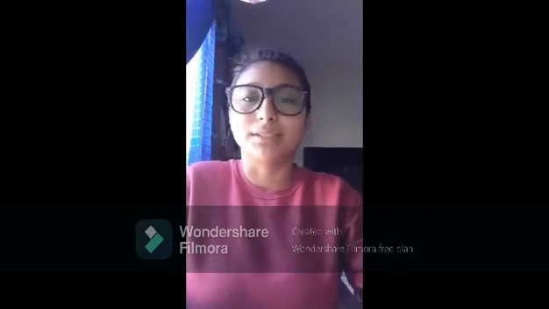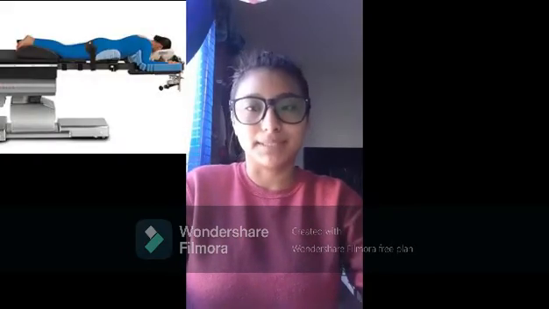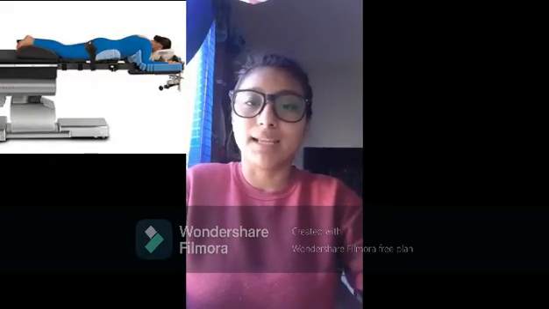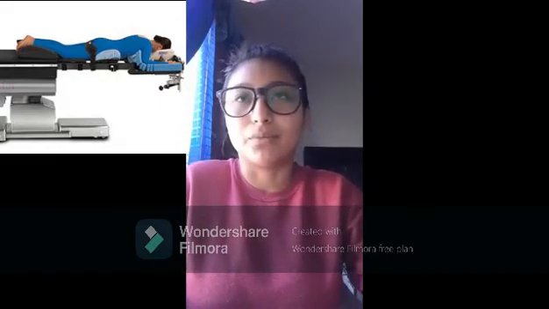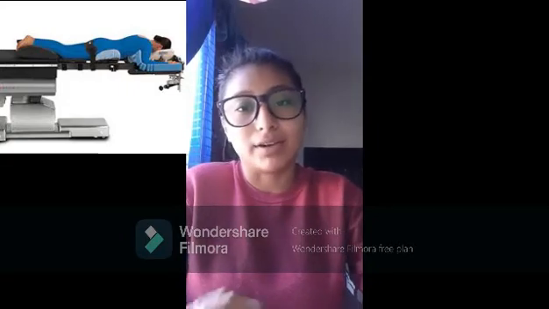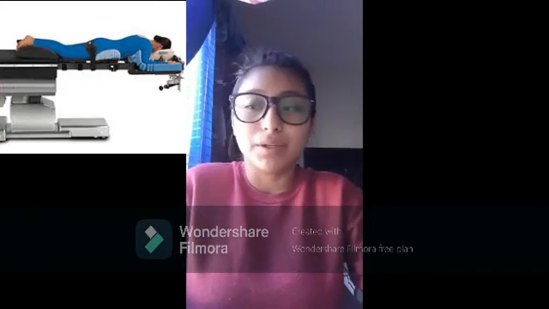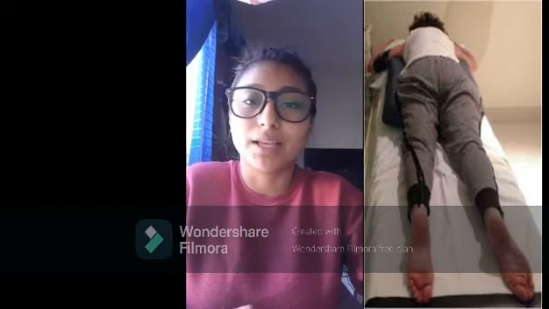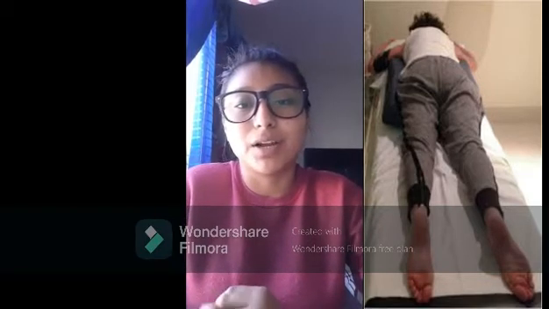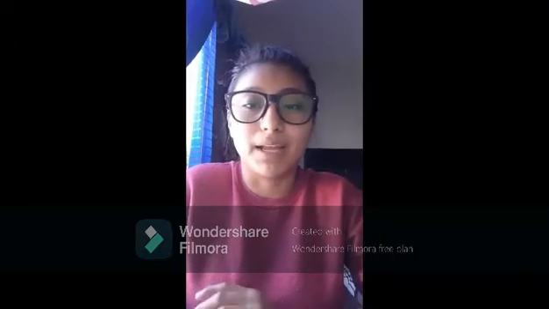The second position is called prone position. The patient lies on his abdomen and his head is turned to one side, either left or right. We use this position for exploring his back and buttocks, and the nurse uses this position for giving an injection.